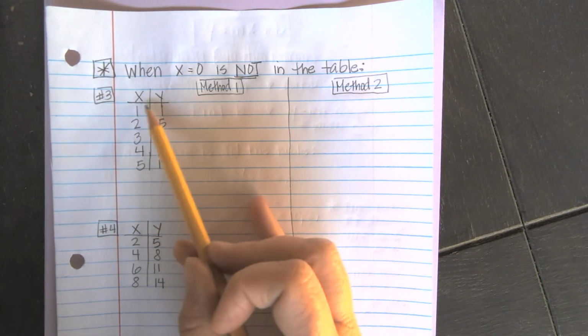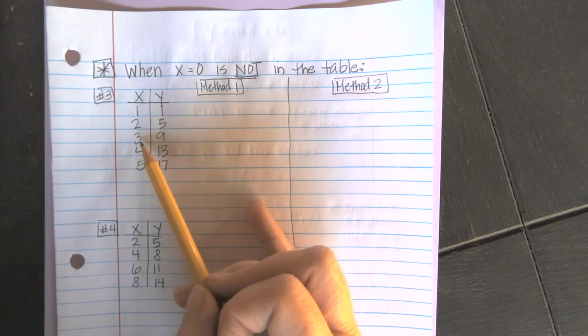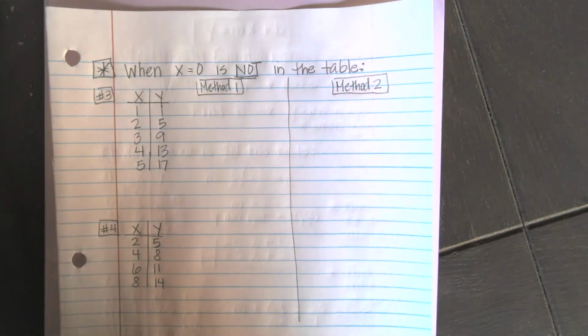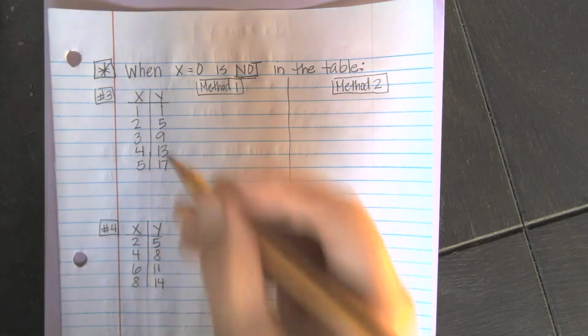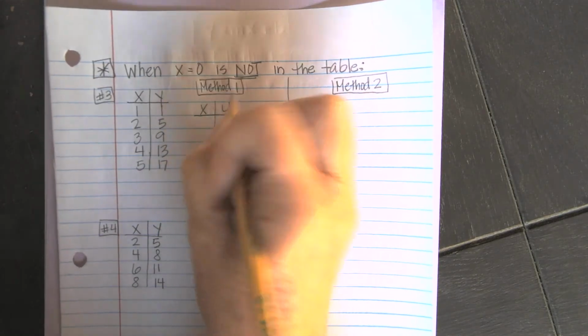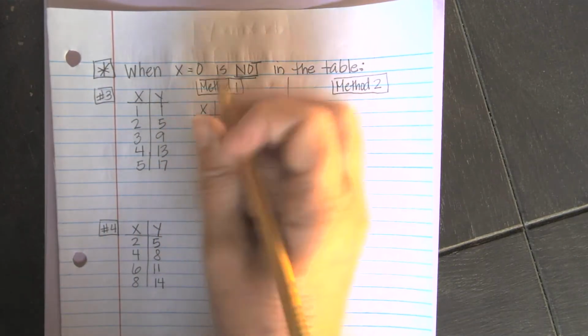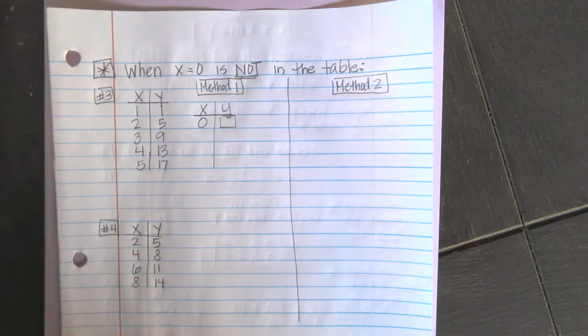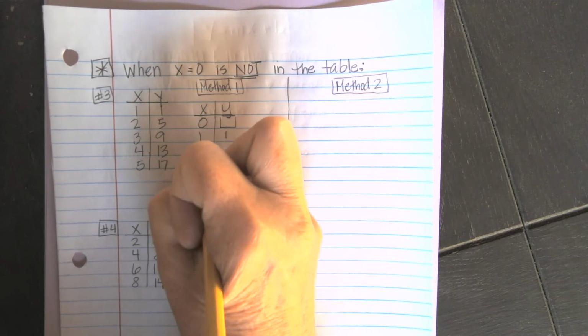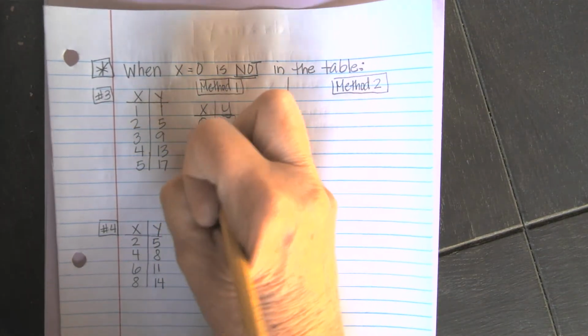Okay, so sometimes x equals 0 is not in the table. So notice my table, I've got 1, 1, 2, 5, 3, 9, 4, 13, and so on. We do not have an x equals 0. So there are two methods that you can do. The first method, you just kind of have to think it through. I'm going to create my new table, and I'm going to leave a spot for 0. But I don't know what this number is. So remember, my goal is always to find the b.